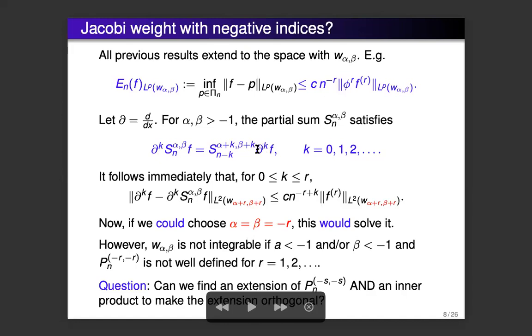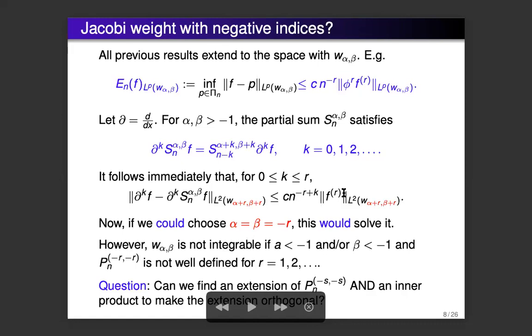But at the same time, you increase alpha and beta to alpha plus K, beta plus K. For example, if alpha and beta equal 0, we are back to the original Legendre case. But when you take the derivative, it becomes Jacobi. So from this exchange, you can easily say that the K-th order derivative, if you take the derivative estimate, becomes that.